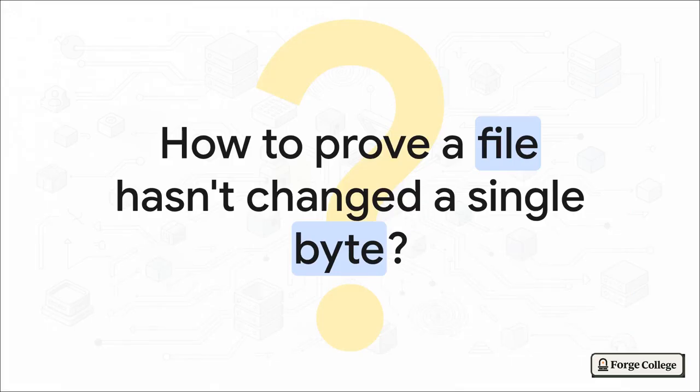But first, I want you to just stop and really think about this question for a second. How do you actually prove a file hasn't changed a single byte? In the traditional Web 2 world, we rely almost entirely on location and blind trust. You click a link, point to a server somewhere, and just cross your fingers, hoping the file on the other end is exactly what you expect. Or, worse, you get hit with that soul-crushing 404 not found error. We've all been there. But in Web 3, we replace that blind trust with absolute mathematical certainty through something called content addressing. And today, we're actually going to prove it.